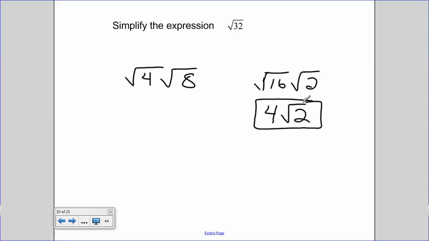The next problem I would like for you to do on your own. When you've got your answer, raise your hand, I'll check it out and make sure you're correct. And then I'll give you your assignment when we're simplifying some radicals.